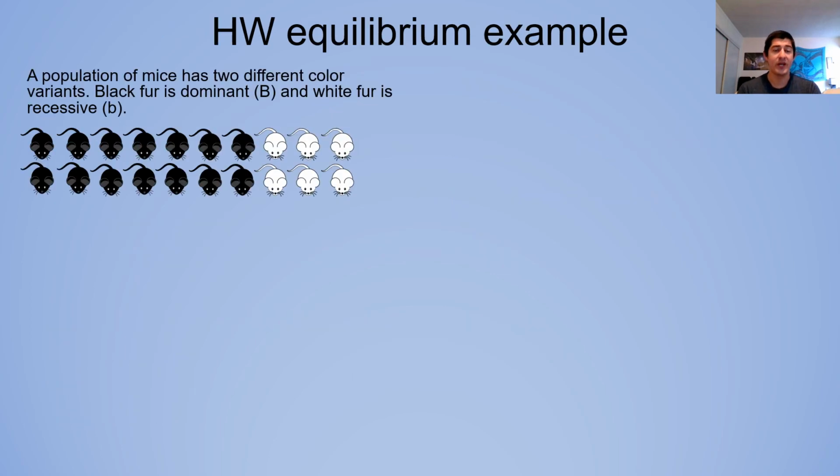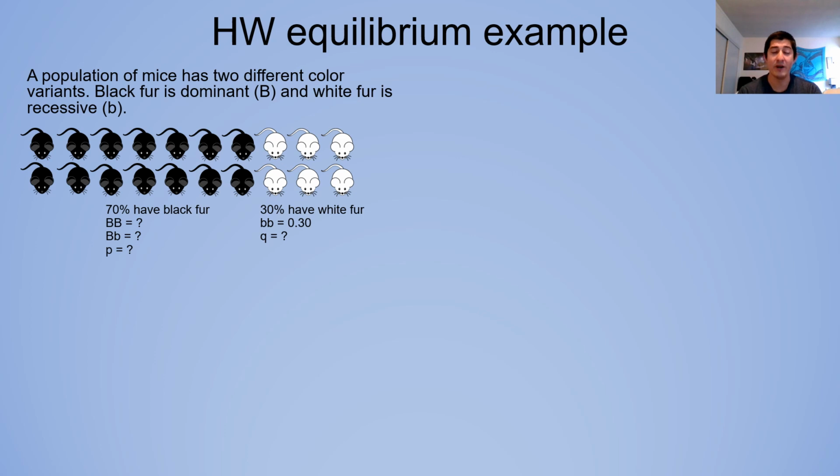So in this example, we have a population of mice with two different color variants. We have black fur, which is the dominant gene, represented by capital B, and then we have white fur, which is the recessive gene, represented by the lowercase b. 70% of this population has black fur. However, we don't know their genotypes. Because black fur is dominant, you can either be homozygous dominant or you can be heterozygous. And so we don't know their genotype, and so we don't know the allele frequency.